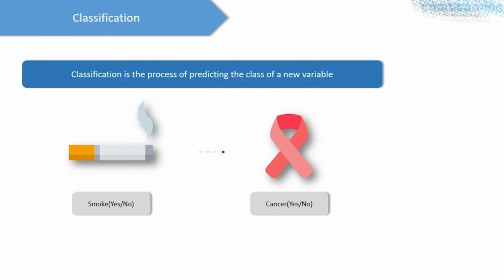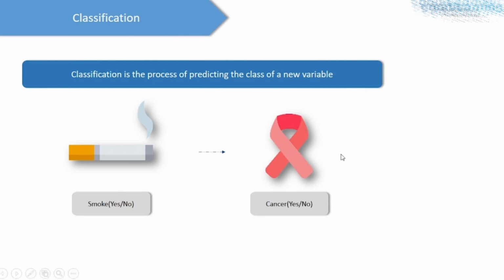Classification is a supervised learning category, and with the help of classification, we try to predict the class of a new variable. So here we have this example. We are trying to predict or classify if someone has cancer on the basis of whether this person smokes or not. So here smoking will be your independent variable and having cancer will be your dependent variable. On the basis of whether the person smokes or not, we will classify this patient as having cancer or not.